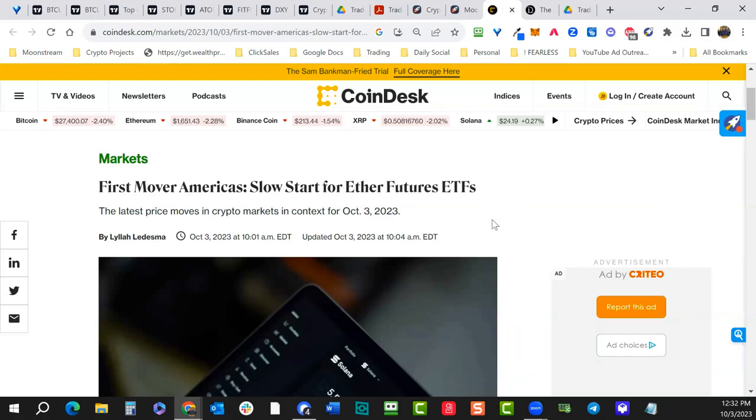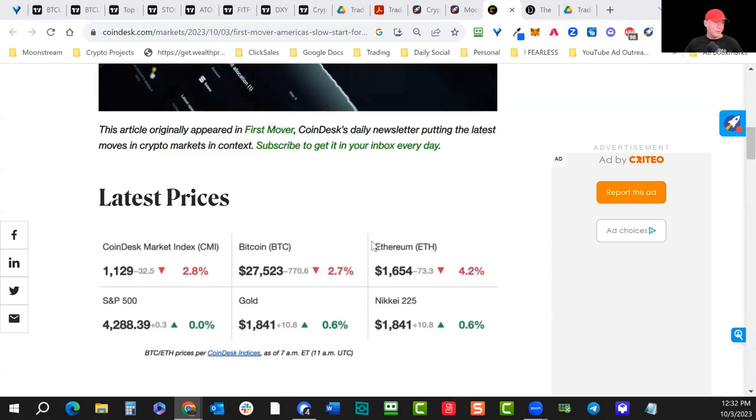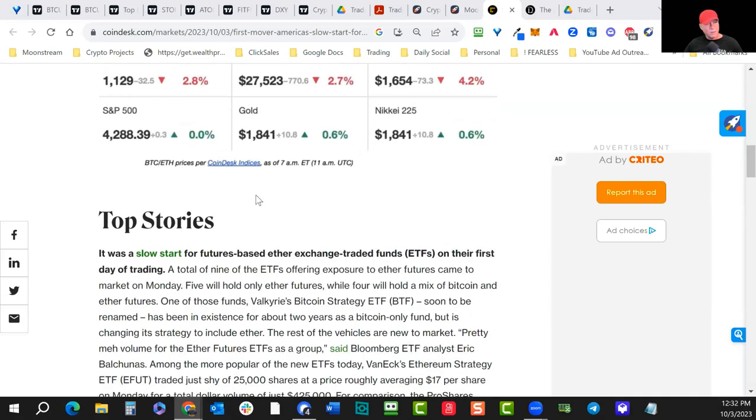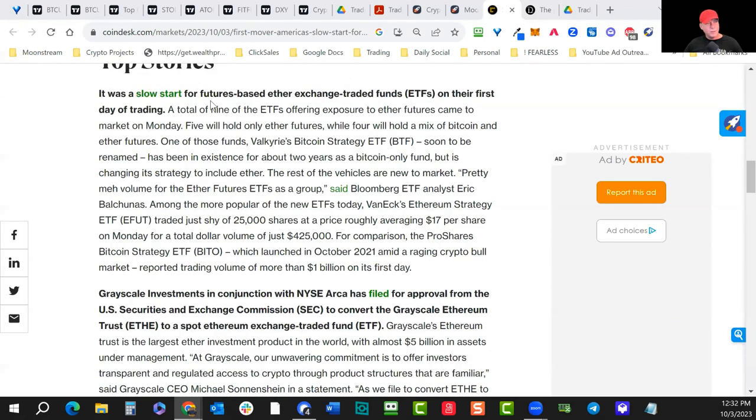So make sure you understand the difference: if it's a futures ETF, then it's settled on the CME with cash, meaning they don't go buy Ether or Bitcoin. When we get the spot ETFs, then we can really start seeing some big moves in the price. So just looking at what this article says, this is talking about futures-based Ether exchange traded funds.